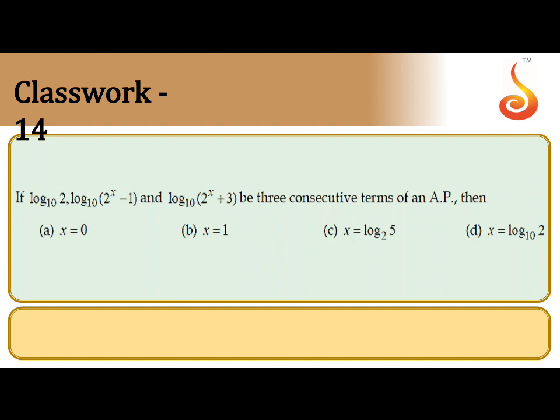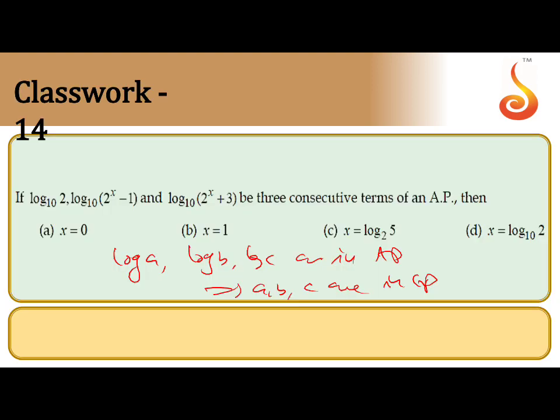Next question. Log 2 power x minus 1, log 2 power x plus 3 are three consecutive terms of an AP. Then the value of x they are asking. So here there is a property we know that we did at the starting also. If log A, log B, log C are in AP, then we say that A, B, C are in GP. You can use that property to solve this question. Okay, I'll solve the same question on the next page.